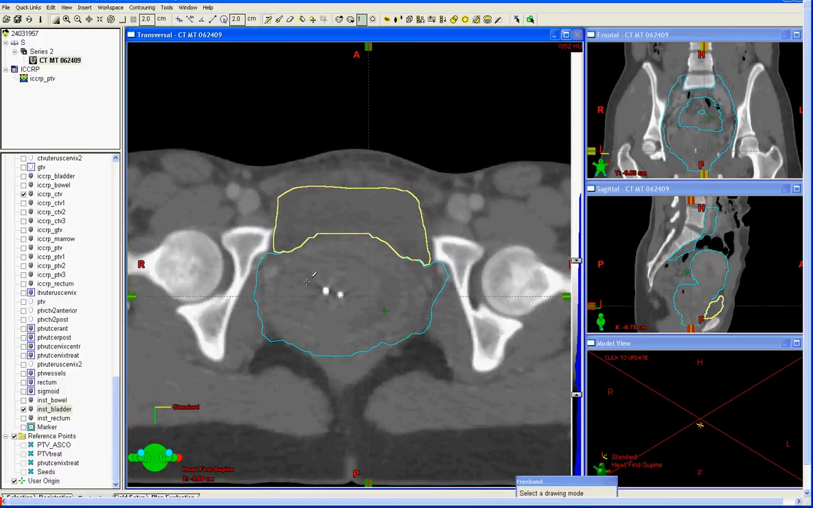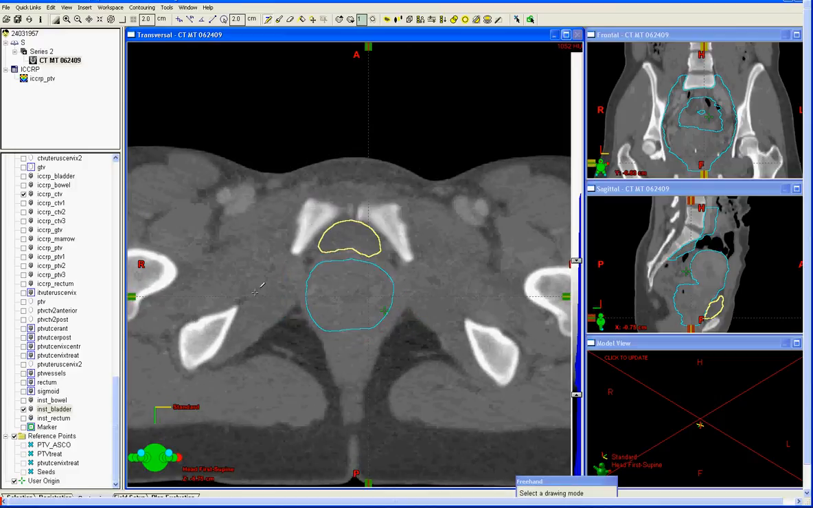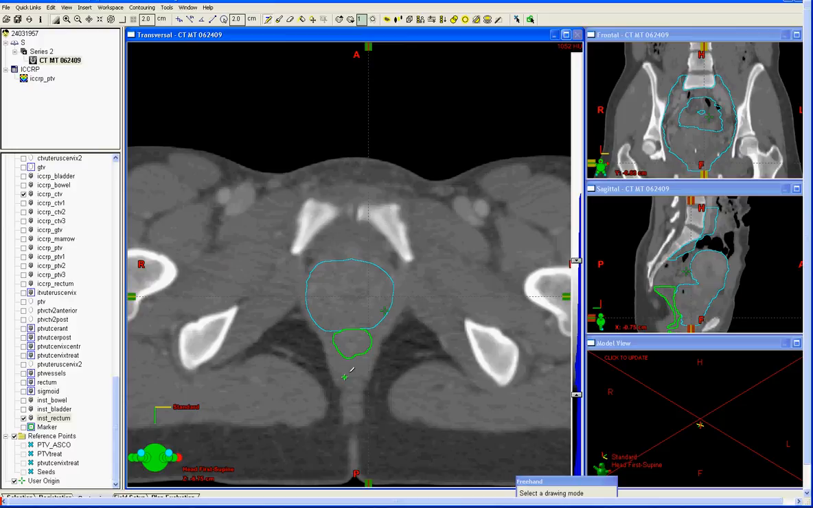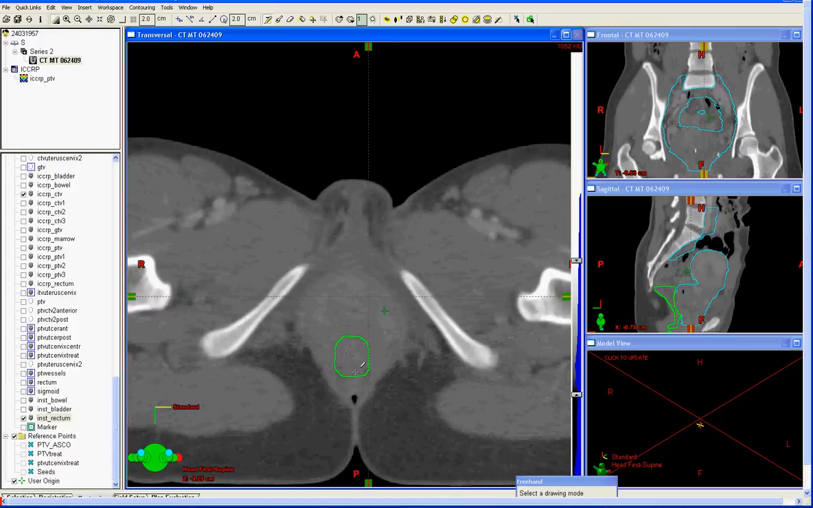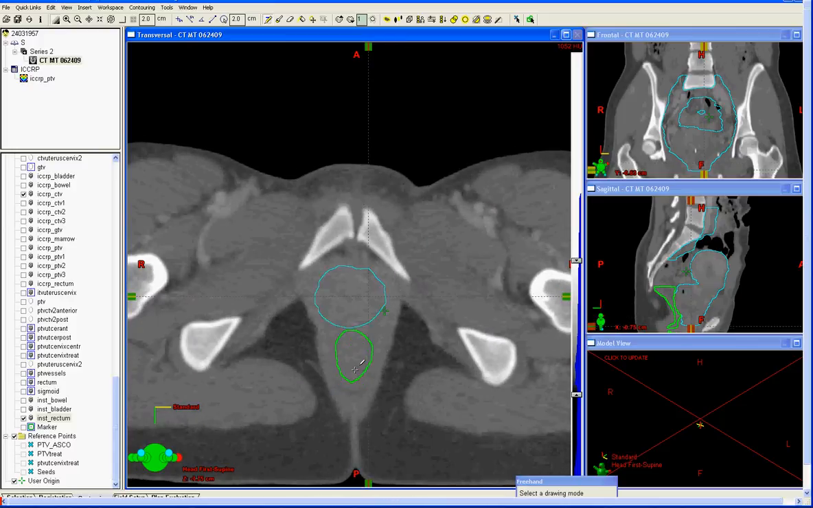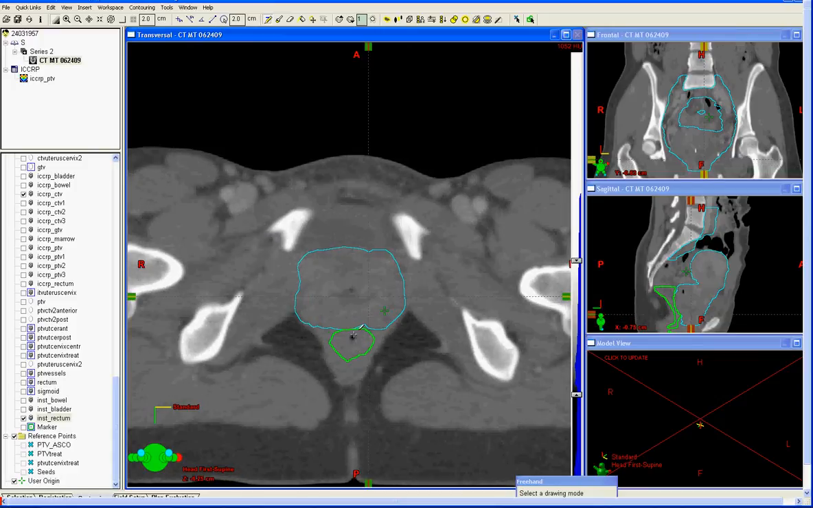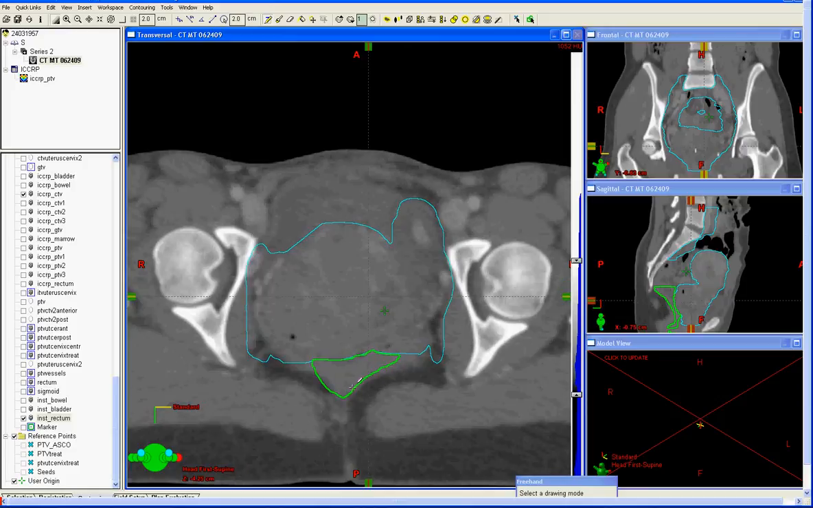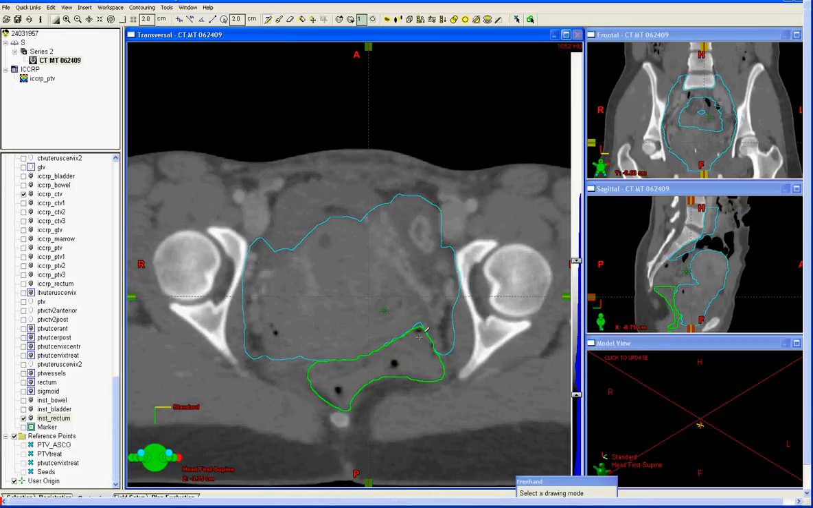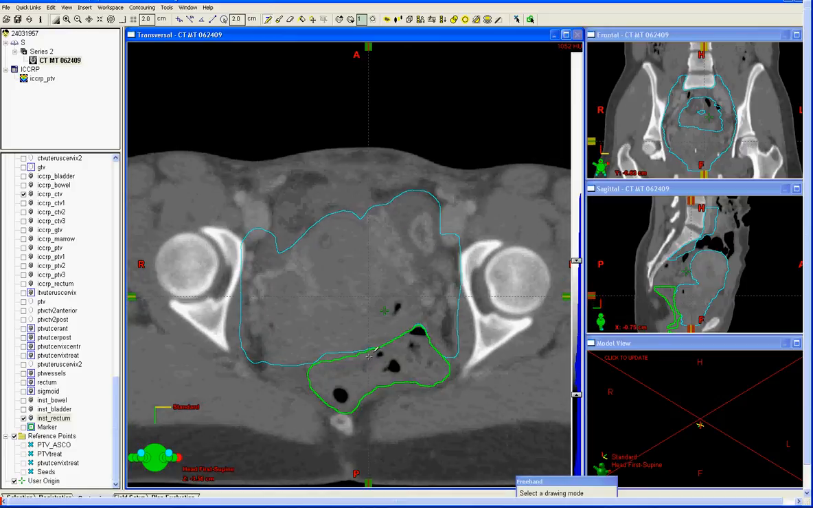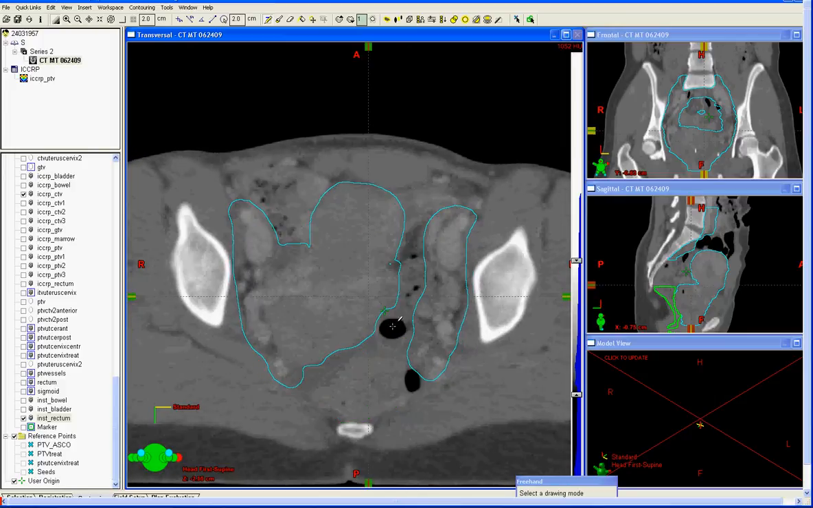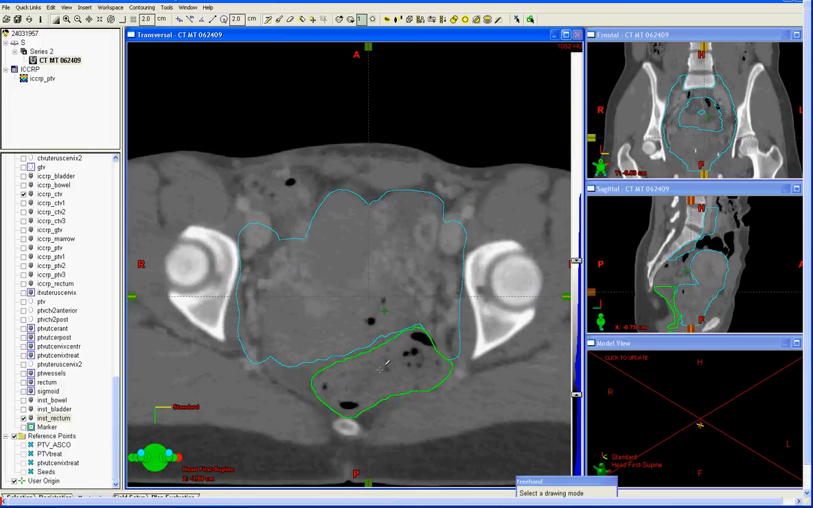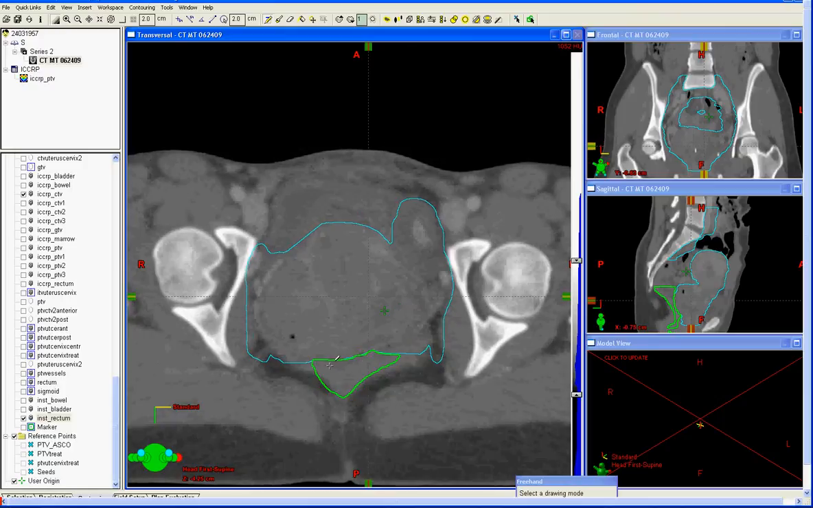And then the rectum, it's just important to note that the rectum should extend about from the anal canal here superiorly. Again, it shouldn't cross into the clinical target volume, and we'll contour the rectum all the way to the sigmoid flexure here. So that's the technique for rectal, bladder, and bowel contouring for this protocol.